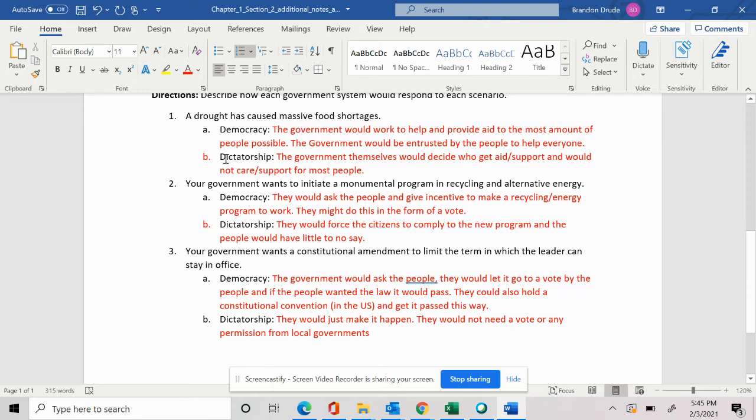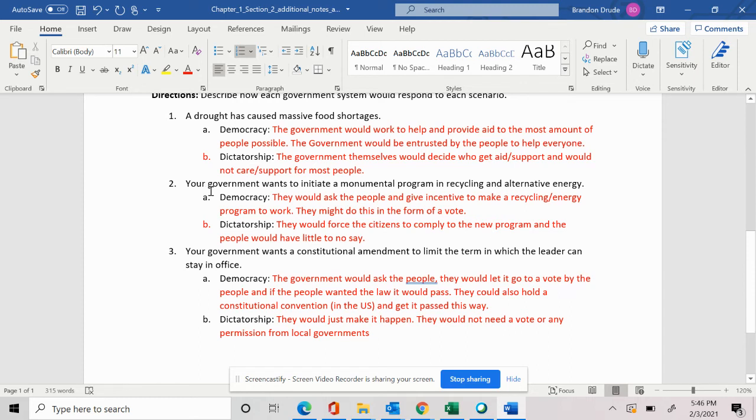In a dictatorship, that's not the case. The government themselves would choose who they helped, and the people wouldn't have a say because they don't care about or support the people. They only care about themselves. Usually, in a dictatorship, in this type of situation, they would help the rich and the powerful and the people that would help the leaders. So it's super important to know the difference between how they would deal with this situation.